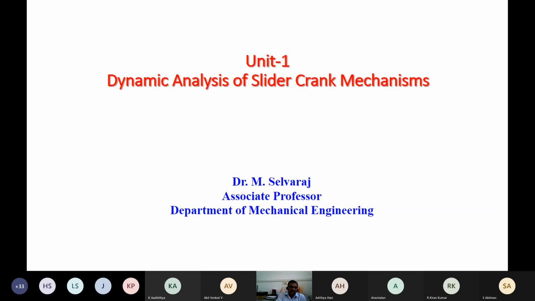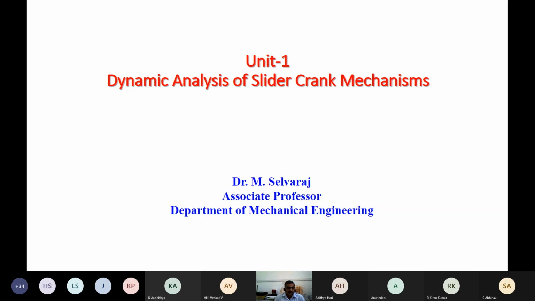So in this topic we are going to discuss the dynamic analysis of the slider-crank mechanism. The slider-crank mechanism is known to everyone. It is used in IC engines to convert the reciprocating motion of the piston into the rotary motion of the crank. Now we are going to discuss how forces are acting at different parts of the mechanism.